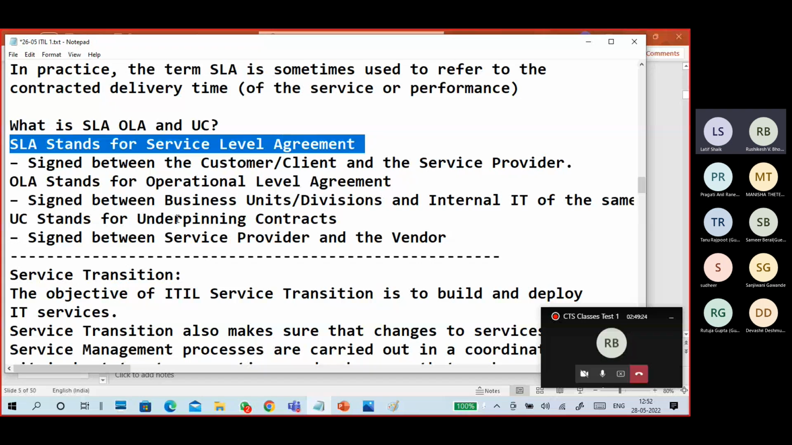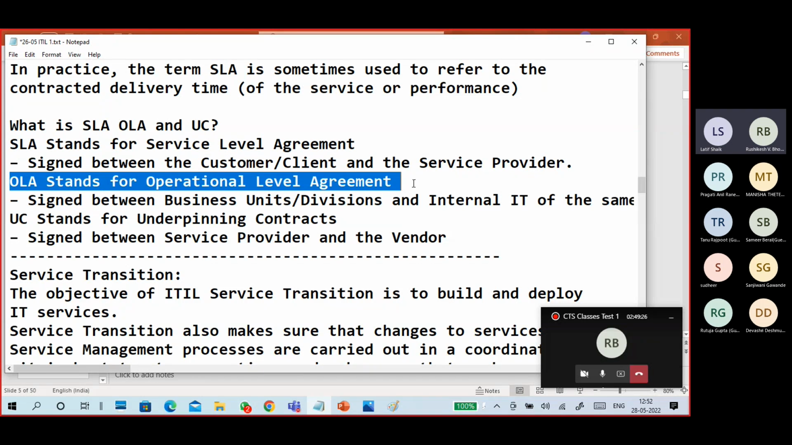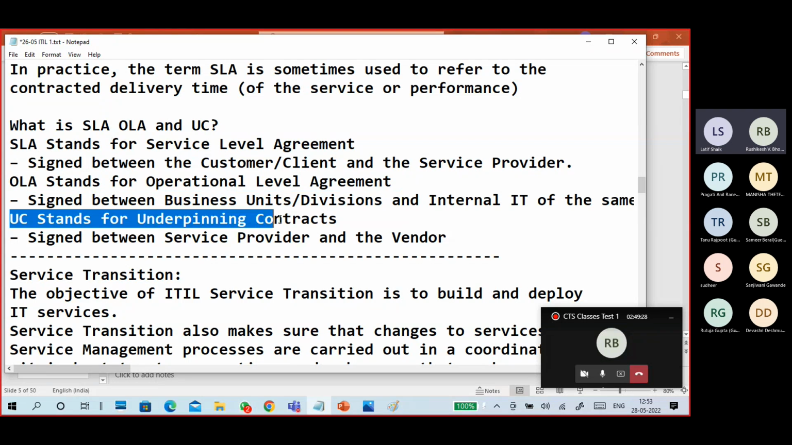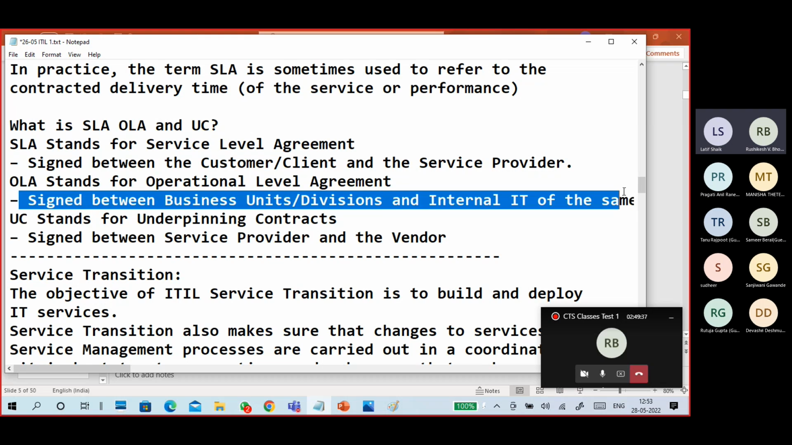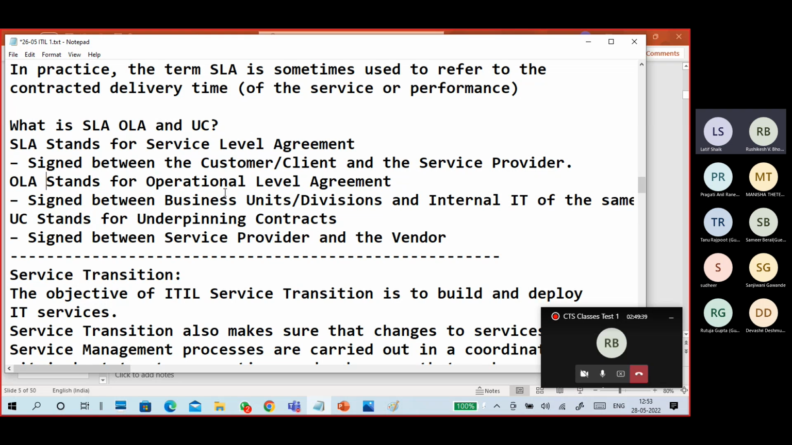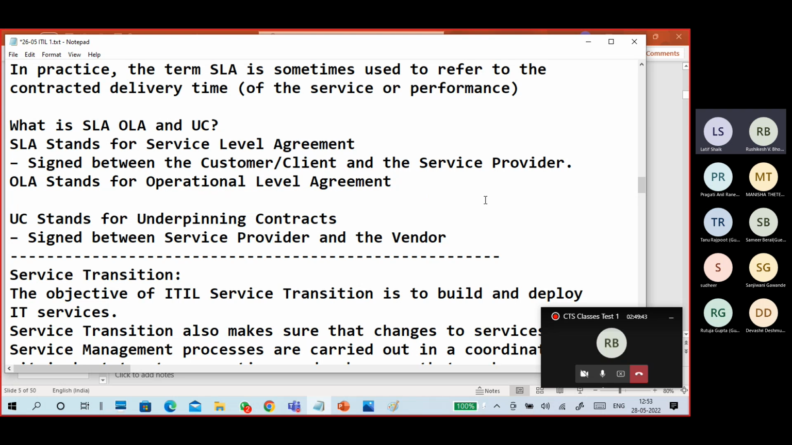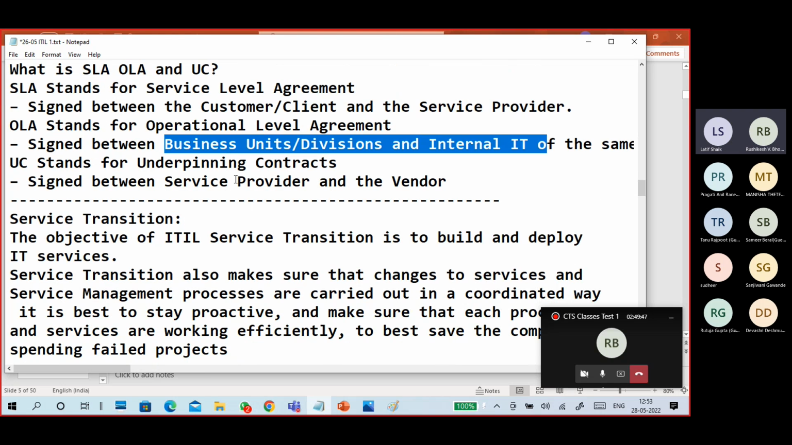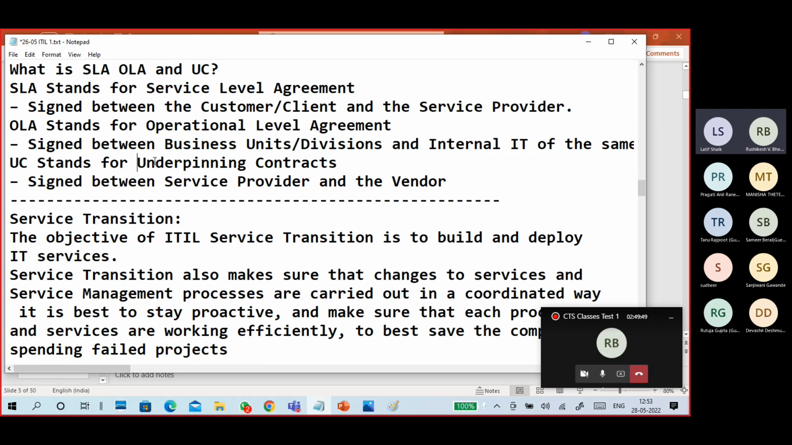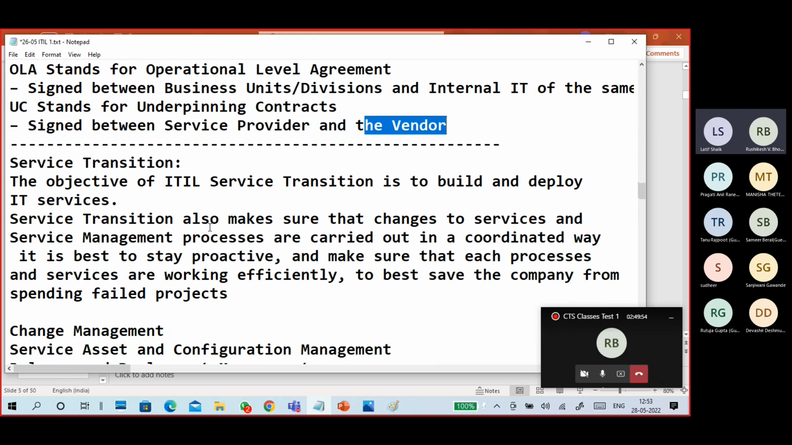SLA stands for service level agreement, OLA operational level agreement, UC underpinning contract. SLA is between a customer or client and the service provider. OLA is internal to the organization only, between business units and the internal IT person. Underpinning contract is between your service provider and a vendor, meaning a supplier.